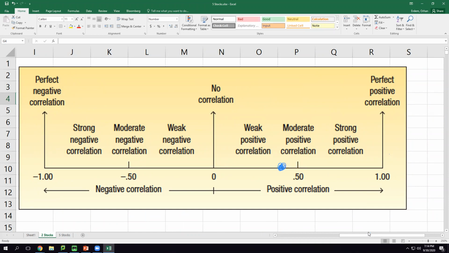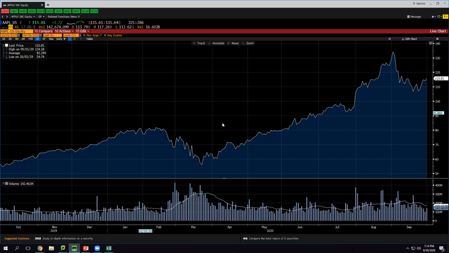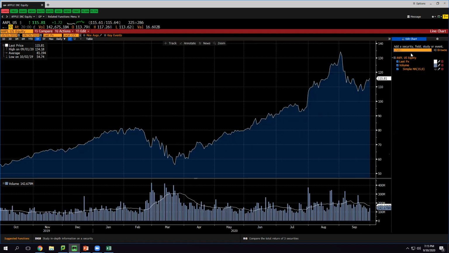The best scenario would be to have two stocks which are negatively correlated. But it's very difficult to find negative correlation in reality. In theory, -1 is the best thing, but in reality, most stocks move together. Let me show you an example. This is Apple, for example. I'm going to add, I don't know, let's say Amazon.